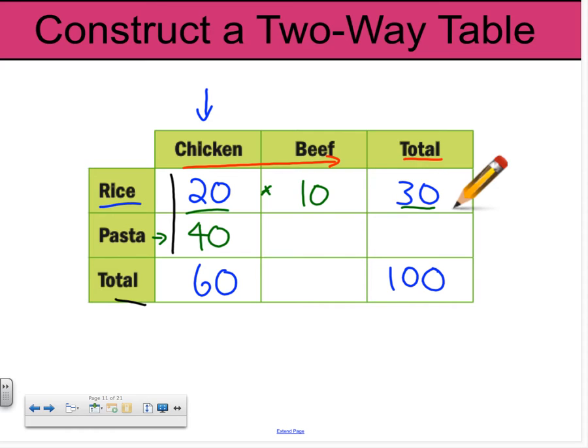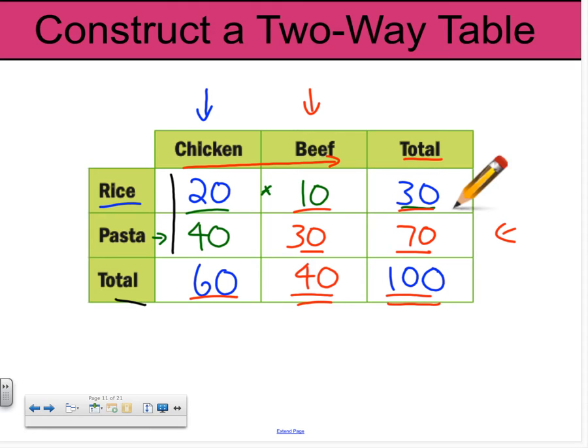I also know that this total of 30 right here plus this number has to equal 100. So we know that's 70. And if I look at this row, this 60 plus whatever goes in this has to equal 100 as well. So that would be 40. Now we've got everything filled in except one, and we can either use the row or the column. And here we'll say 10 plus something equals 40, so we know that has to be 30. So there we have a two-way table all filled in.